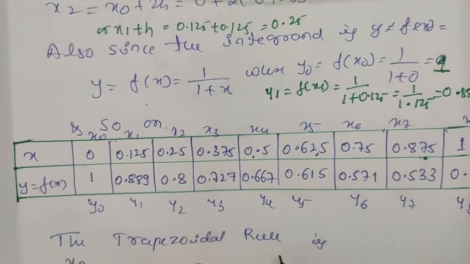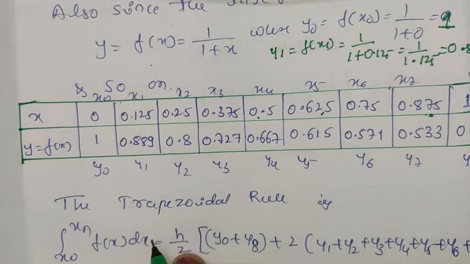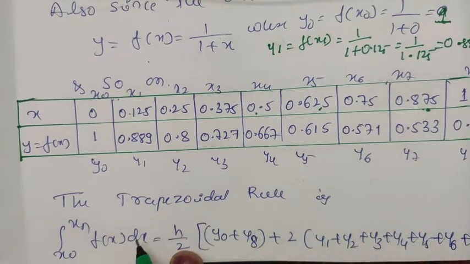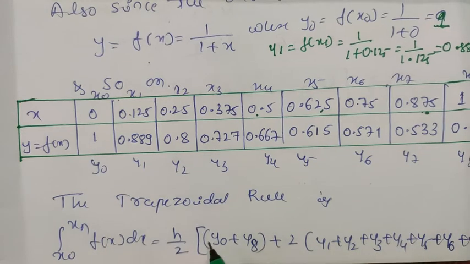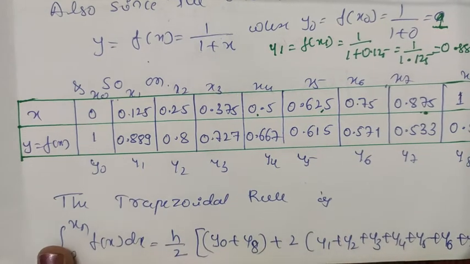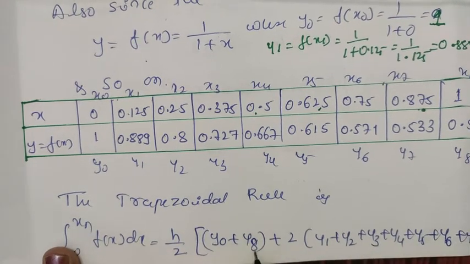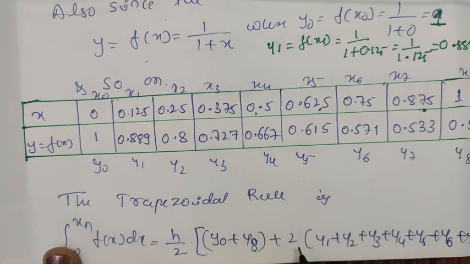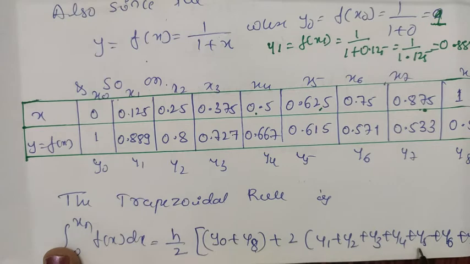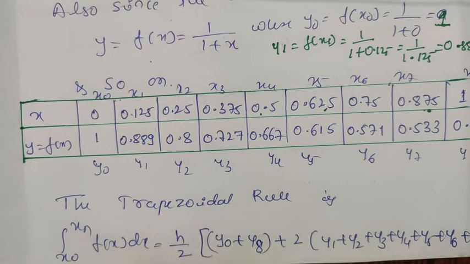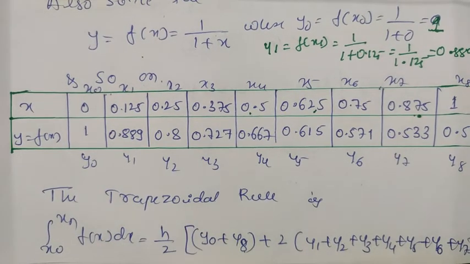Now, by the trapezoidal rule, we know the formula: the integral from x0 to xn of f of x dx is equal to h by 2 into y0 plus y8, the last value, plus 2 times the remaining values, y1 plus y2 plus y3 plus y4 plus y5 plus y6 plus y7.